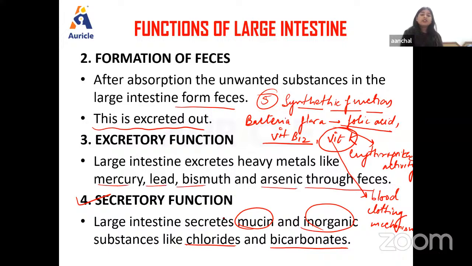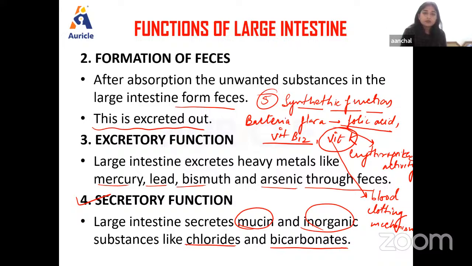Then in secretory function, we studied that the large intestine also secretes some substances like mucin and inorganic substances like chlorides and bicarbonates. And in synthetic function, we studied that inside the large intestine, with the help of the bacterial flora, there will be synthesis of folic acid, vitamin B12 and vitamin K. Both vitamin B12 and folic acid are responsible for erythropoietic activity, whereas vitamin K is responsible for the blood clotting mechanism.